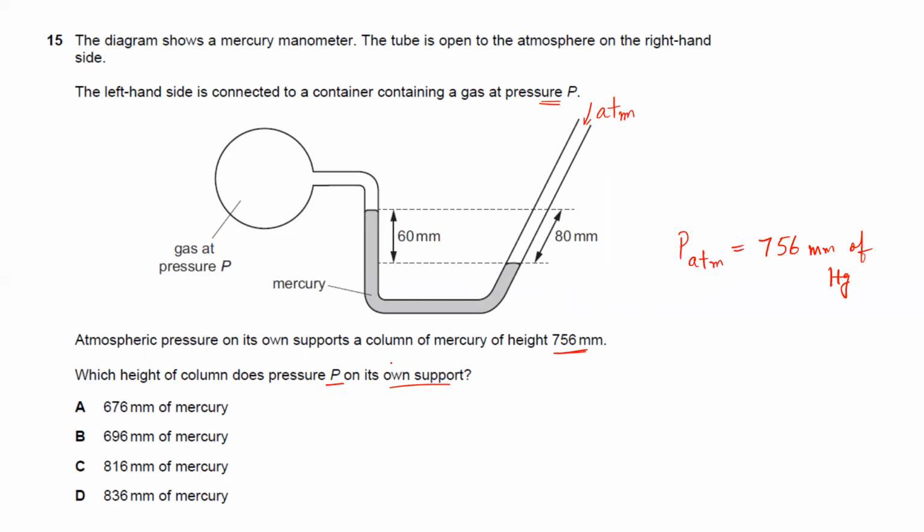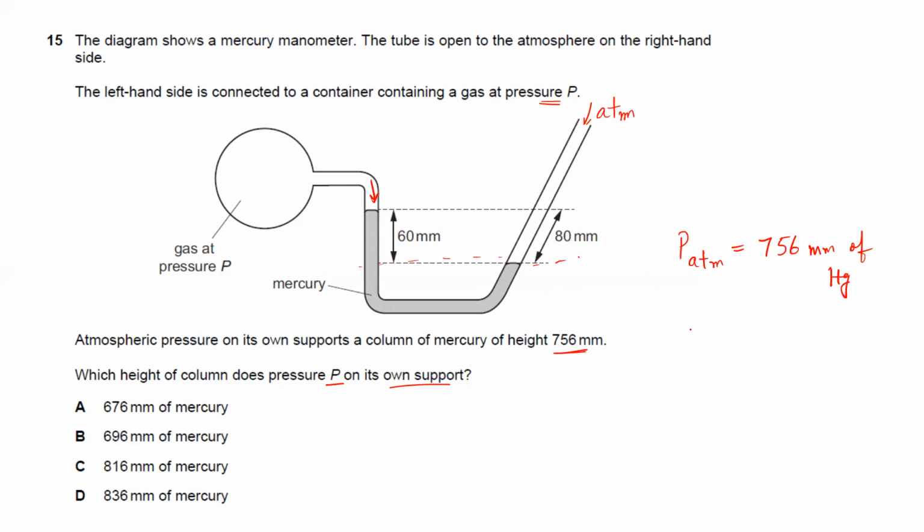Okay, so which height of the column does pressure P on its own support? Remember, this is the pressure because of P, and this is the pressure because of atmosphere. The pressure is less than atmospheric pressure, so this is 60 millimeters of Hg above the baseline.